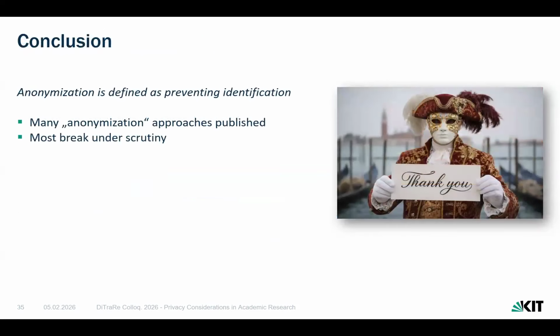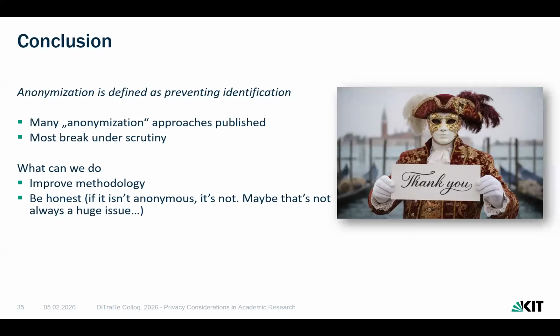All right, that brings me, skipping like 15 of my slides, to my conclusion. I would like to repeat that anonymization is defined as preventing identification. I only talked about identity disclosure, right? I didn't talk about attribute disclosure today. We see hundreds, thousands of papers suggesting certain anonymization approaches. And when we talk to industry, there are plenty of people saying, oh, this data is anonymous, but it's my firm belief that most of them break under scrutiny if we actually test.